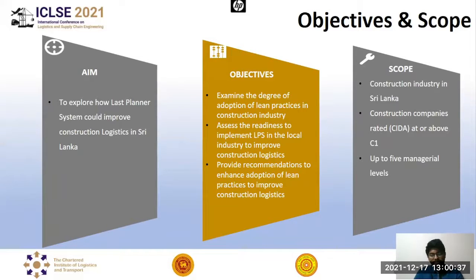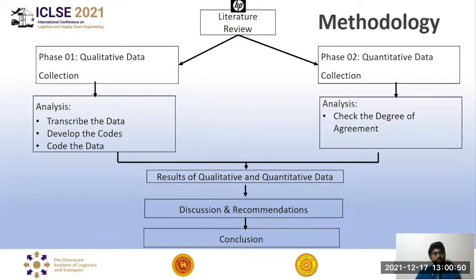This is limited to the construction industry in Sri Lanka, since this has a systematic approach. Only the construction companies at or above Z1 under the CR gradings have been considered. So a systematic literature review has been done to identify the research gap.